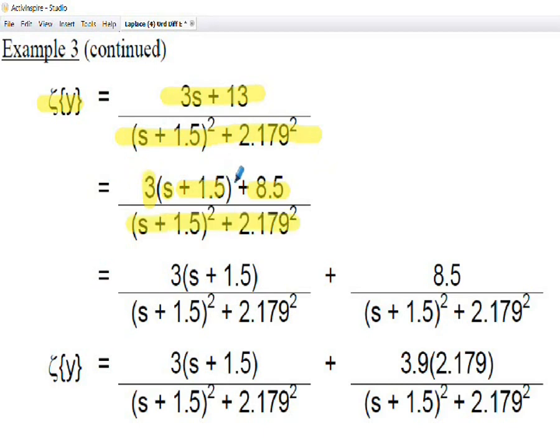What I can do now, though, is split it into 2 fractions here. I can have the 3 times s plus 1.5 over the solution we got from completing the square, and I can add to that the constant, in this case 8.5, over the s plus a all squared plus the omega squared we were using. Again, I need to think this through. The first term here is fine. I've got a factor that can go outside of the Laplace transform function, so that will leave me s plus a over s plus a all squared plus omega squared. That is a standard form in the inverse Laplace tables.